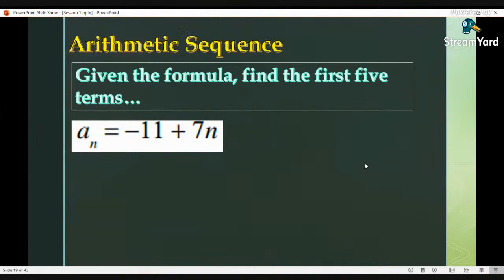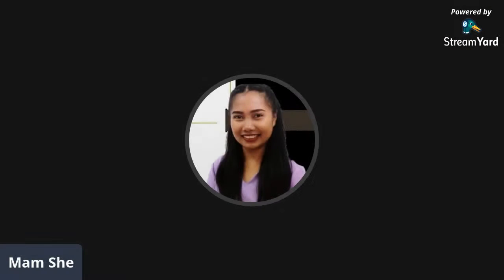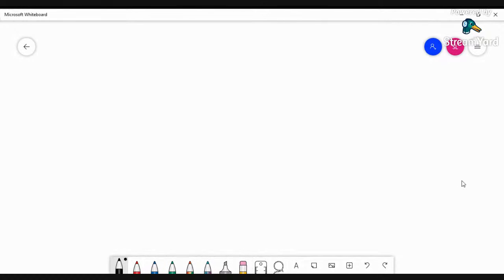Okay, let's have this one. Given the formula, find the first 5 terms. We have a sub n equals negative 11 plus 7n. So, it's still the same as what we have done. Let's try to do this. Okay, so we have our a sub n, which is equal to negative 11 plus 7n.